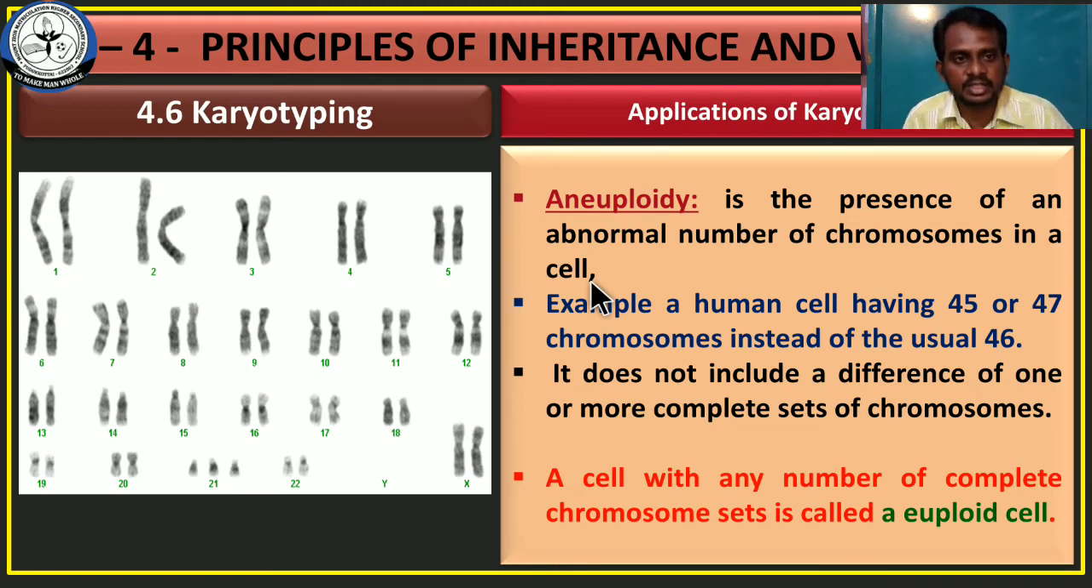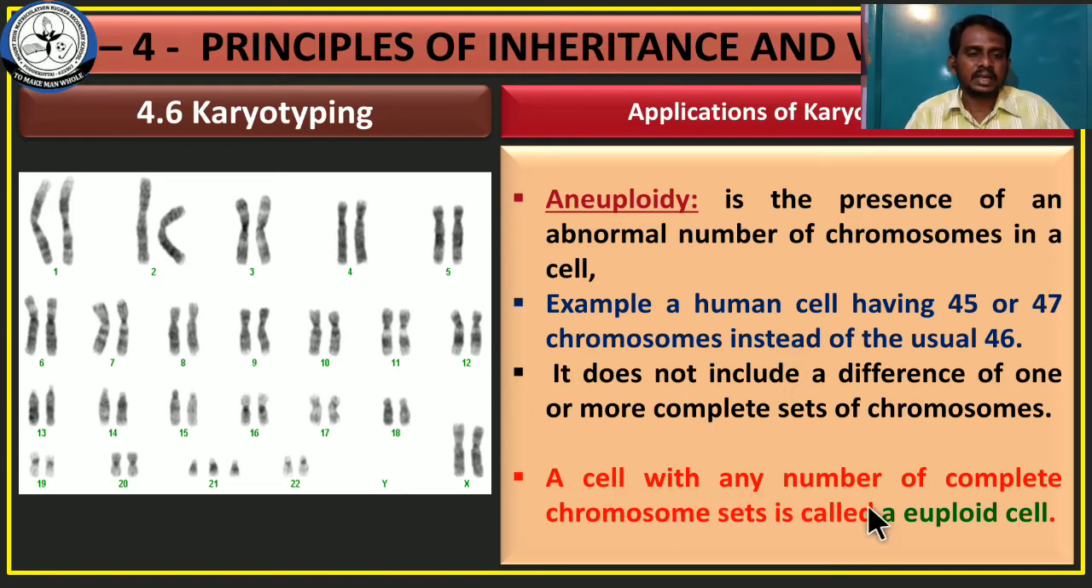Kindly write the definition. Aneuploidy means the presence of an abnormal number of chromosomes, either an excess or a low number of chromosomes. For example, human cells having 45 or 47 chromosomes instead of the usual 46 chromosomes. Normally human beings have 46 chromosomes. If an individual has 45 or 47 chromosomes, that is called aneuploidy.